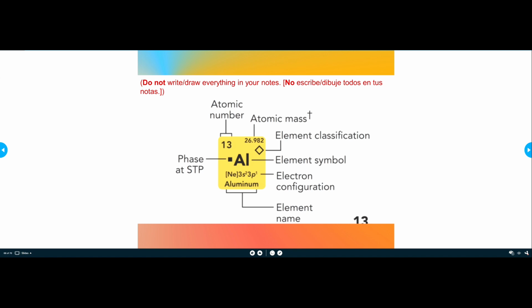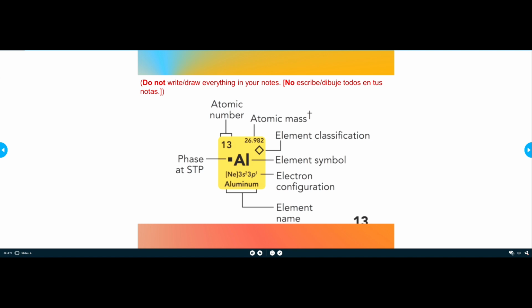On this slide, do not draw this slide in your notes. This particular picture is directly from the periodic table. Let's go over each of these numbers and symbols in the boxes of each element on the periodic table. On the top left, we have the atomic number, or the number of protons. By definition, this is also the number of electrons.